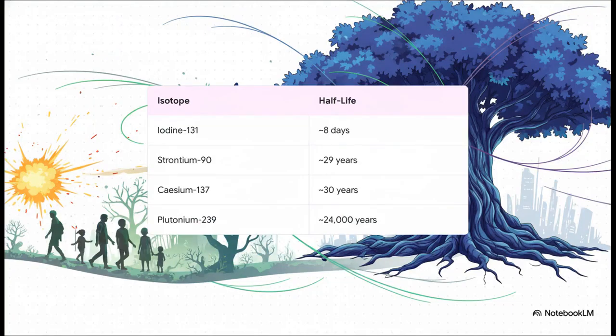And this is where the timescale just becomes absolutely staggering. The blast itself is over in a flash. The light is gone in seconds. But the fallout remains. Iodine-131, that's dangerous for weeks. Strontium-90 and cesium-137, they'll contaminate the environment for generations. And plutonium-239, its radioactive legacy will last for 24,000 years. That's longer than all of recorded human history.